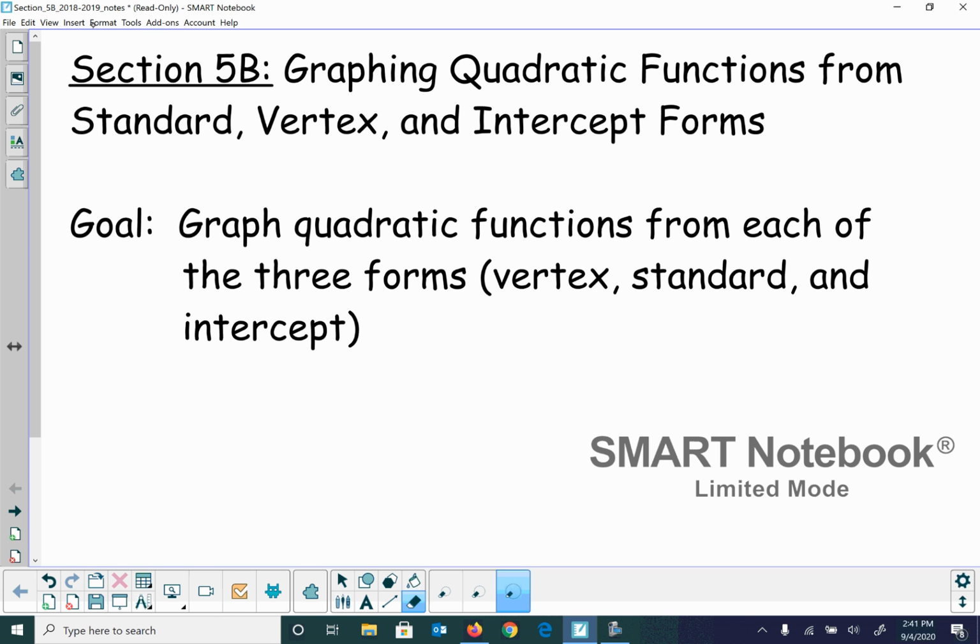This is going to be 5B going over quadratics, so we're going to be doing some graphing with these. Look for the patterns that we're doing, especially when we are dealing with the 1, 3, 5 pattern.